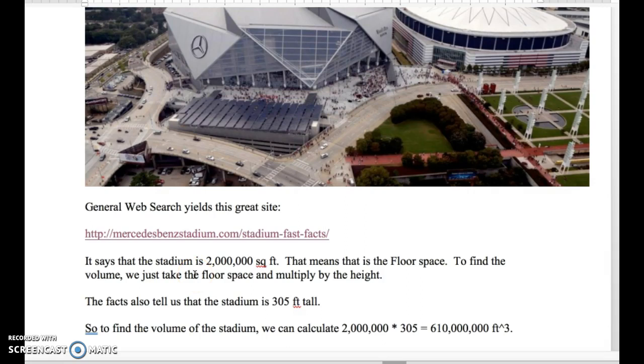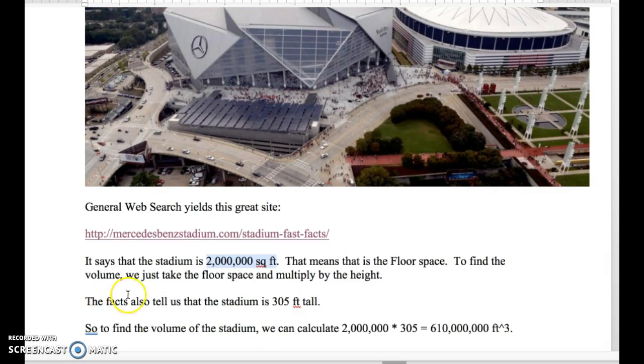And that means that this is the floor space. But then to find the volume, all we do is take that floor space and multiply it by the height. This is just the general formula for volume. Volume is length times width times height. Well, the length times width has already been calculated for us. That's 2 million, I mean.